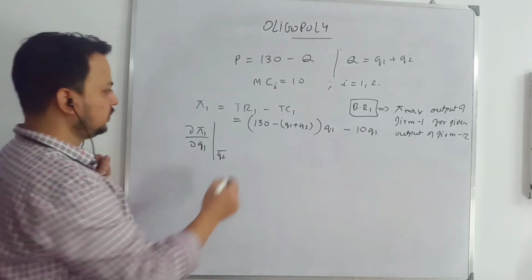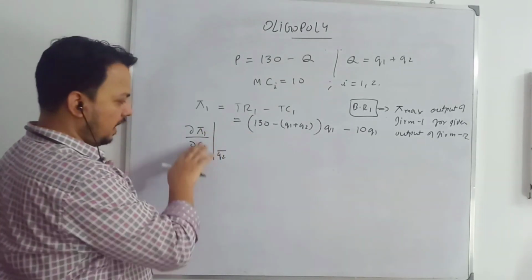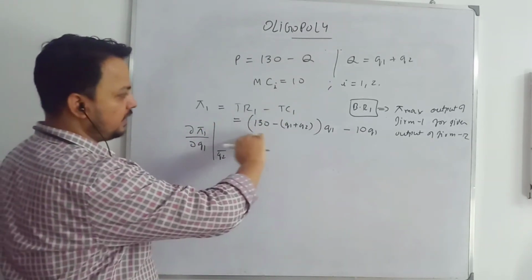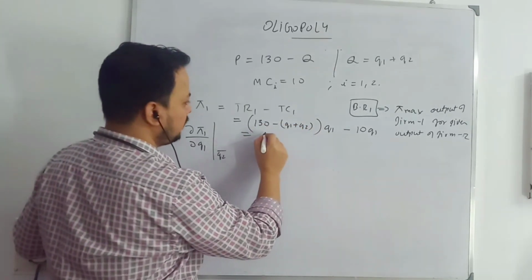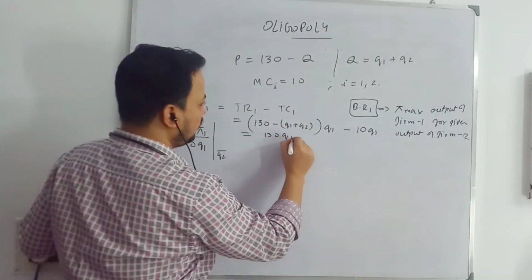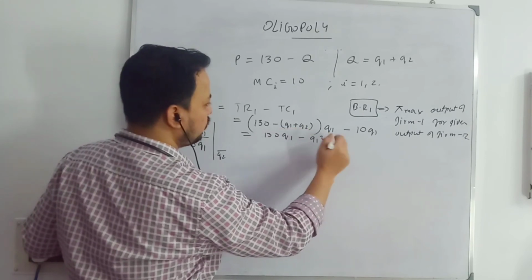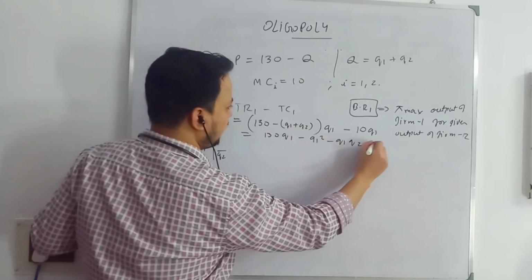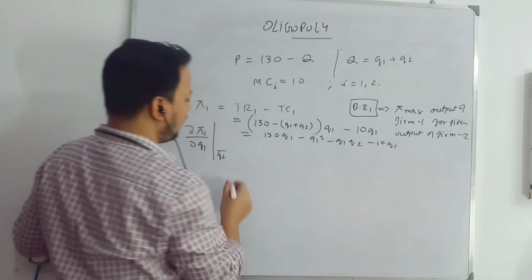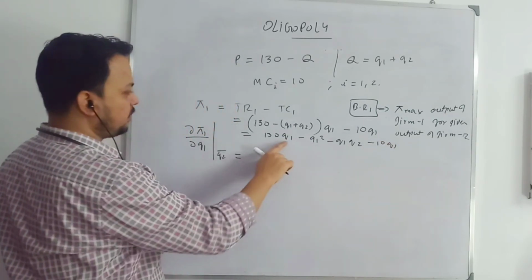Okay, now open up. I have not done this one yet, I just write the equation for this one. So this will be 130 q1 minus q1 square, minus q1 q2, minus 10 q1. Okay. Now I am taking the derivative with respect to q1.